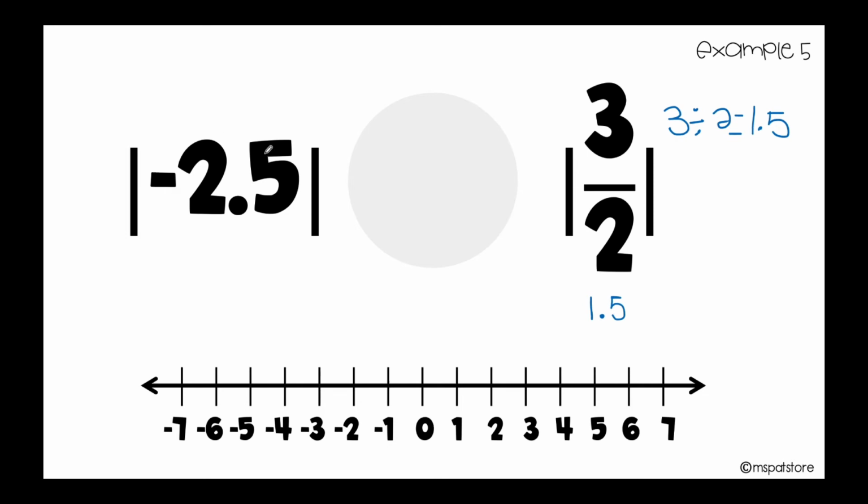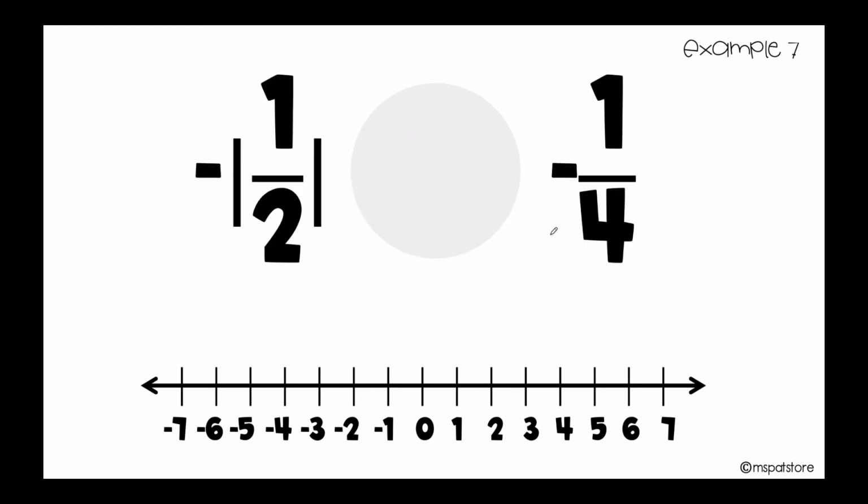The absolute value of negative 2.5 is actually positive 2.5. So now I can clearly see that 2.5, or the absolute value of negative 2.5, is greater than the absolute value of 3/2. Okay? How about this other example?